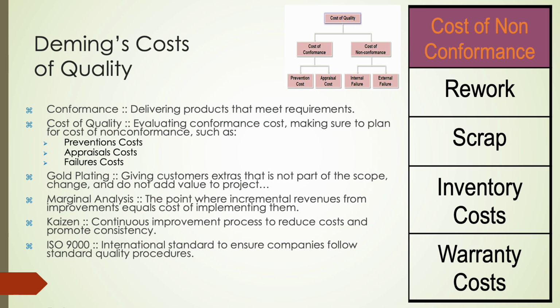Quality isn't just about meeting standards, it's about smart decisions that minimize costs and maximize value. We look at both the cost of conformance, like prevention and appraisal costs, and the cost of non-conformance, the expensive internal and external failures. Concepts like gold plating remind us that adding unnecessary extras doesn't equal better quality. Tools like marginal analysis and continuous improvement practices like Kaizen help us strike the perfect balance between cost, quality, and customer satisfaction. By following international standards like ISO 9000, we anchor our projects in globally recognized best practices.